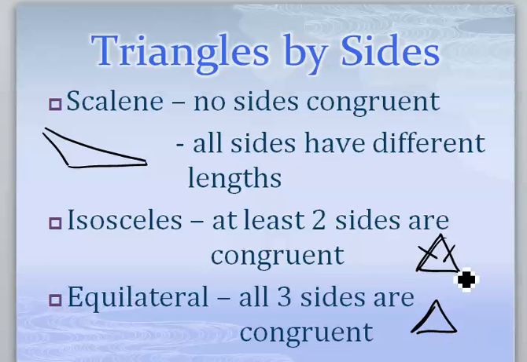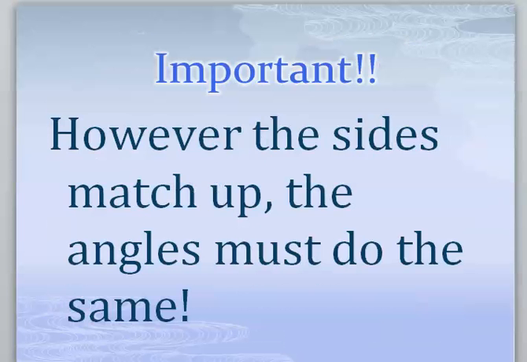So this middle picture goes with isosceles, single slash on two different sides, those are the same. This bottom picture, single slash on all three sides, all three are the same. That's an equilateral triangle. Very important that however the sides match up, the angles must do the same. For example, if there are two congruent sides, there will be two congruent angles. If it's equilateral and all three sides are the same, then all three angles will also be the same.